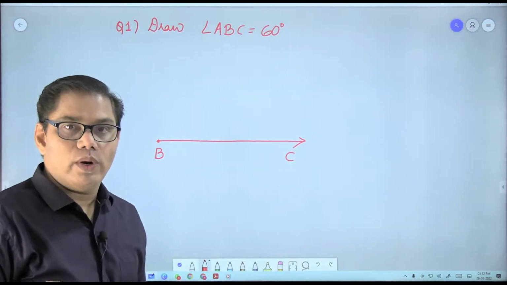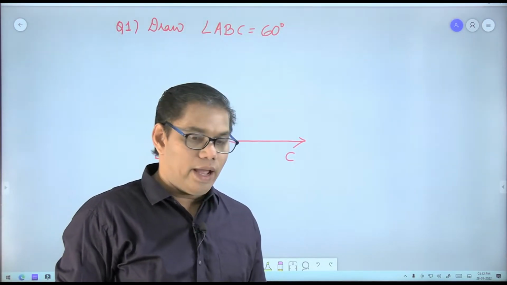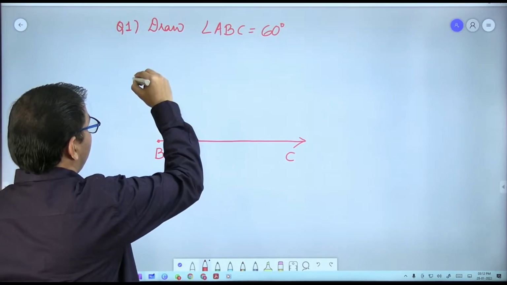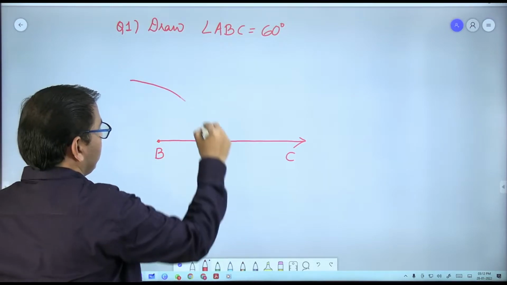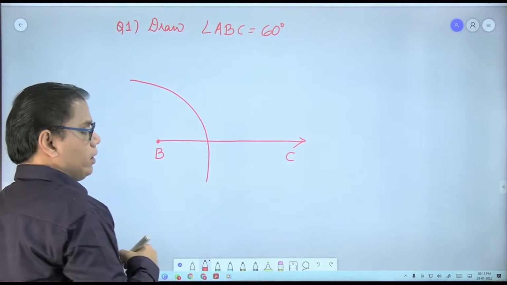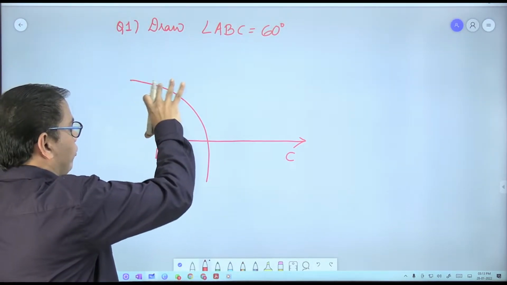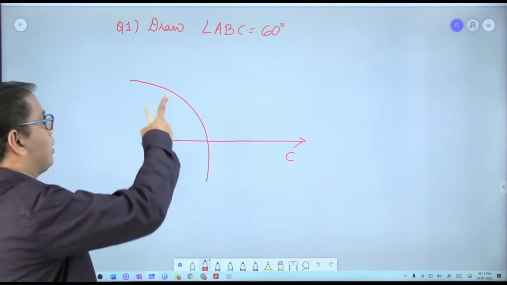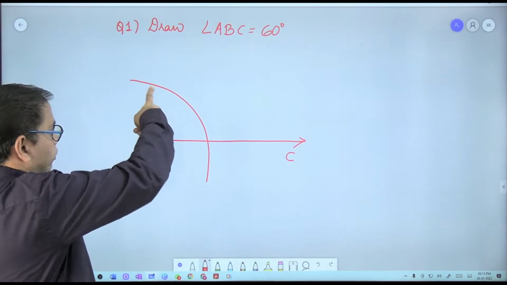Fine. Now on your compass you will take any measurement of your choice and draw this arc. Which angle are we drawing? 60 degree. So draw this arc with any measurement. The pointer of your compass is on B, and taking any measurement of your choice you will draw this arc.